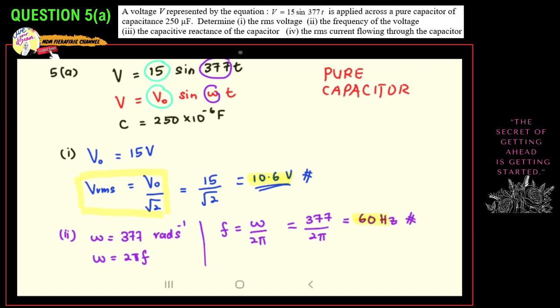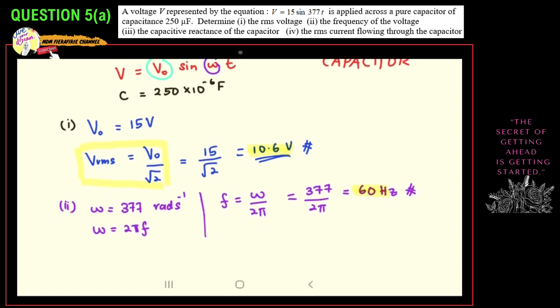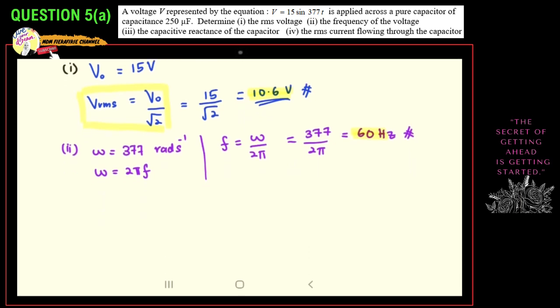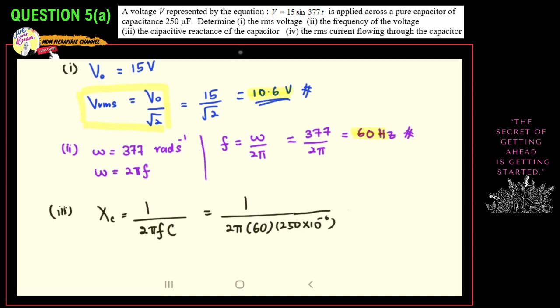And then A3, calculate the capacitive reactance of the capacitor. So the question is really straightforward. We want to calculate what is XC. Kita dah tahu kan frekuensi tadi. So, XC is equal to 1 over 2 pi FC. So, we can just substitute 2 pi, frequency is 60 Hertz, and C is 250 micro. And it's equal to 10.6 ohm.